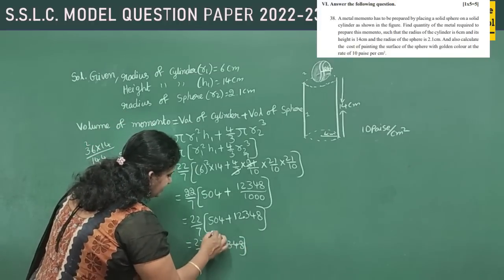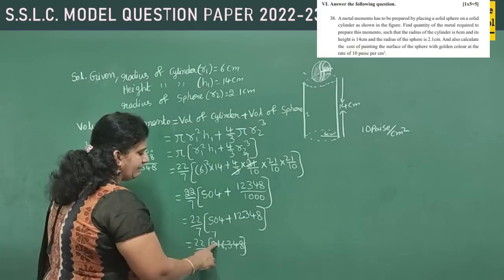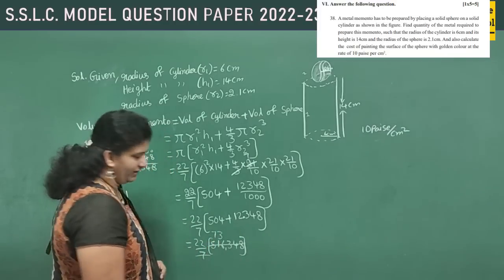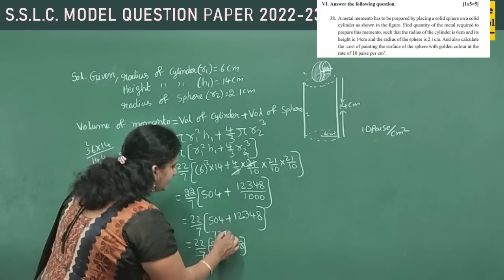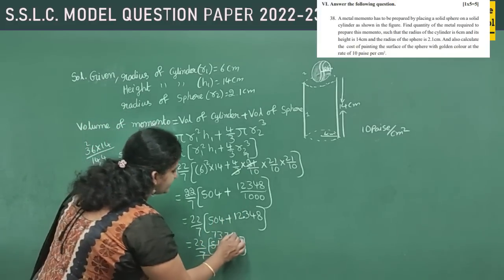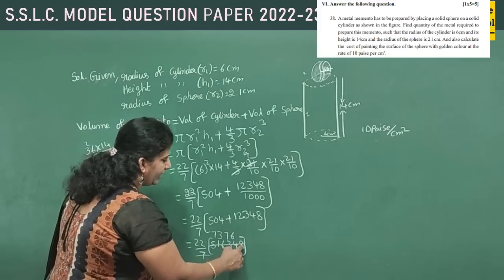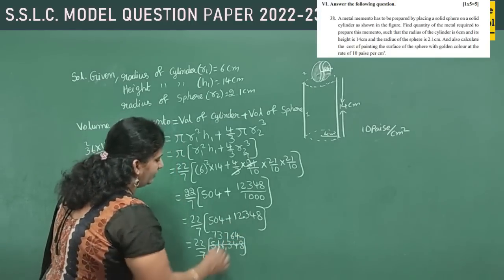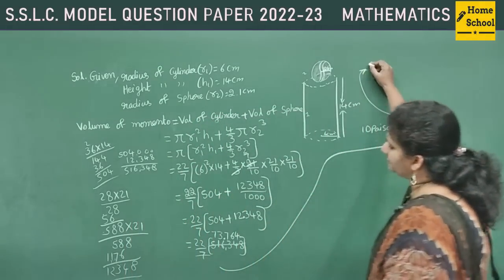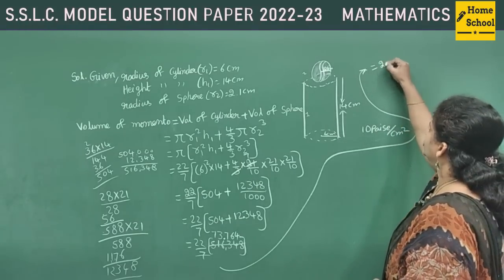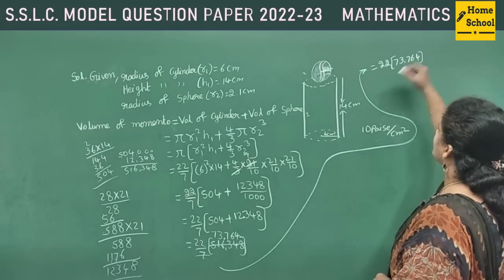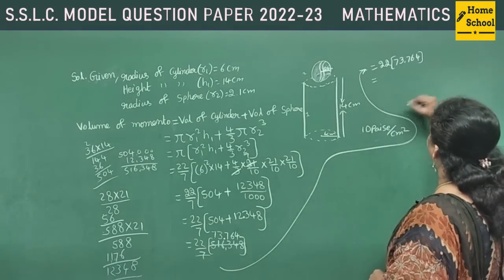Yes. 7 7s are 49. And here 2 left, 26. 7 3s are 21. 5 left, 53. 7 7s are 49. Again 4 left, 44. 7 6 are 42. Again it is 28. 7 4s are 28. That means, let me continue the problem here, is equal to 22 into 73.764. Now multiply. What are you going to get?